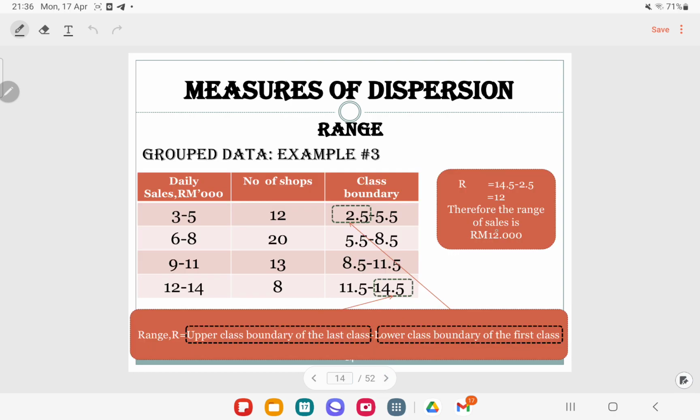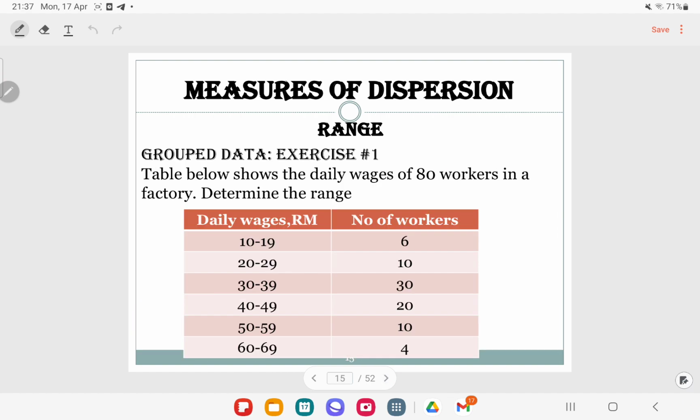Okay, so this is the explanation of the data set. Determine the range according to this data set. You can find that the lower class boundary of the first class is 10, and the upper class boundary of the last class is 69. Since it's not continuous here, you have to find the class boundary by subtracting 0.5 and then adding 0.5. So it becomes 69.5, and this one will be 9.5.